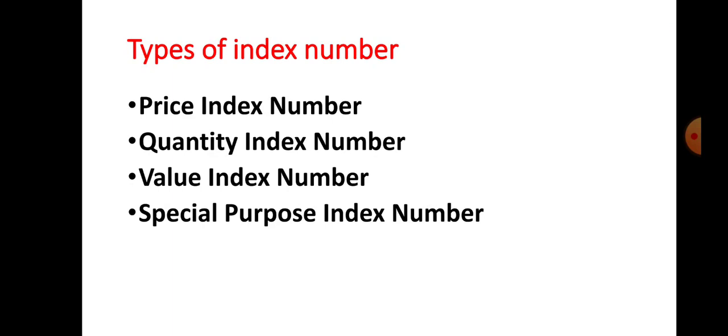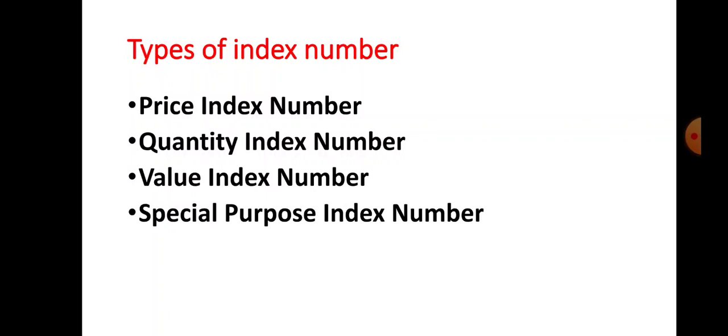The first type is the price index number. Price index number measures the general changes in the prices of goods and also compares the level of prices between two different periods. Number 2 is the quantity index number. Quantity index number is also called volume index number.